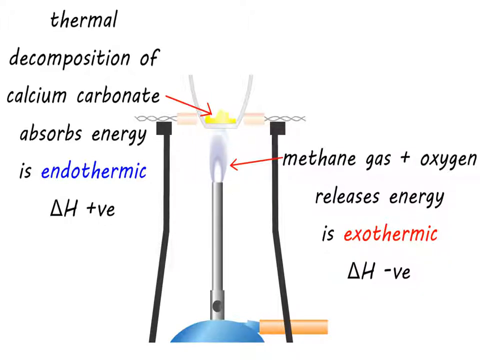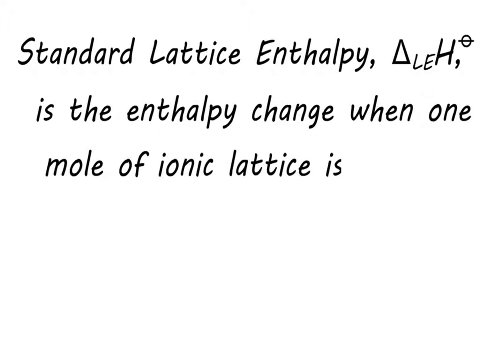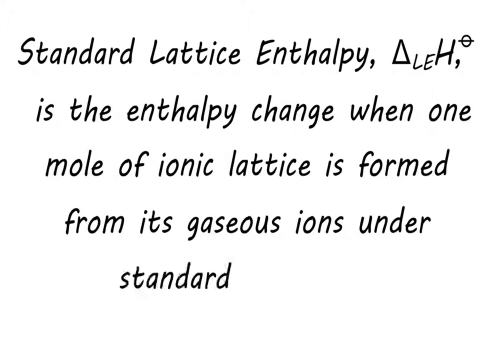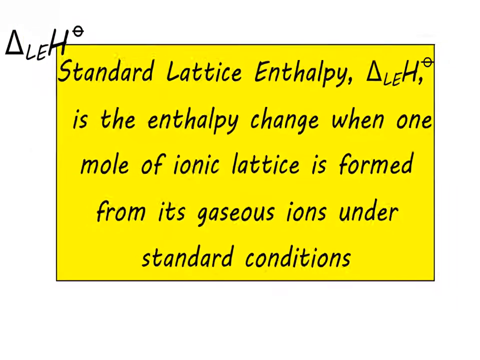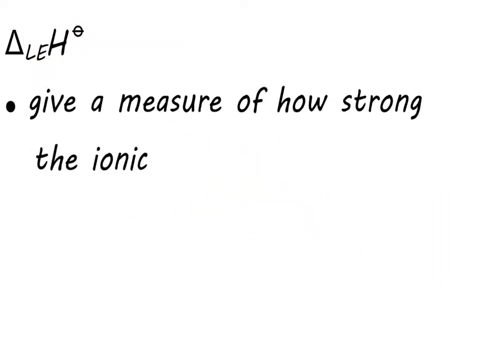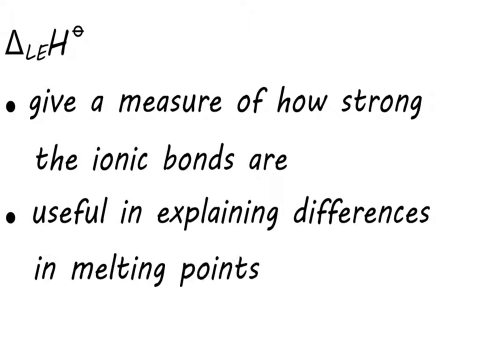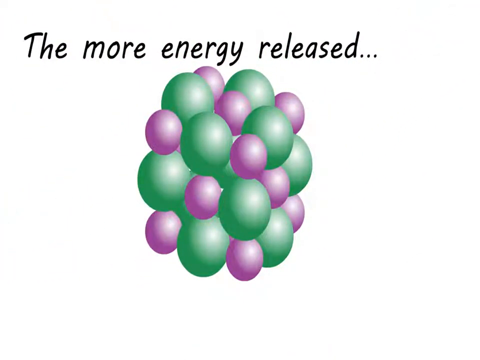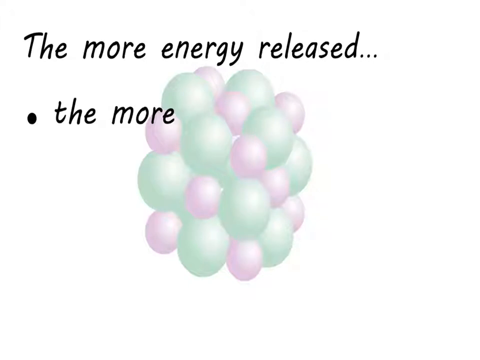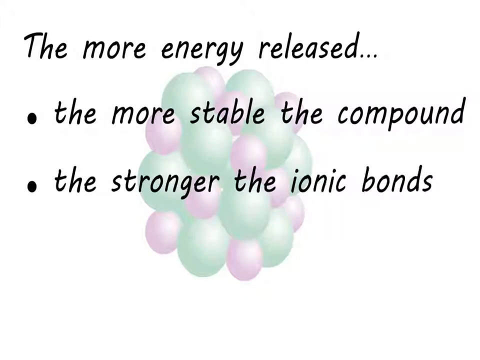We will now introduce the idea of standard lattice enthalpy, which is defined as the enthalpy change that results in forming 1 mole of ionic lattice from its gaseous ions under standard conditions. Lattice enthalpies give a measure of how strong the bonds are within an ionic compound, and are useful in explaining differences in melting points between ionic compounds. The more energy that is released in forming the ionic compound from its gaseous ions, the more stable the compound and the stronger the ionic bonds within the lattice, and so the higher the melting point.